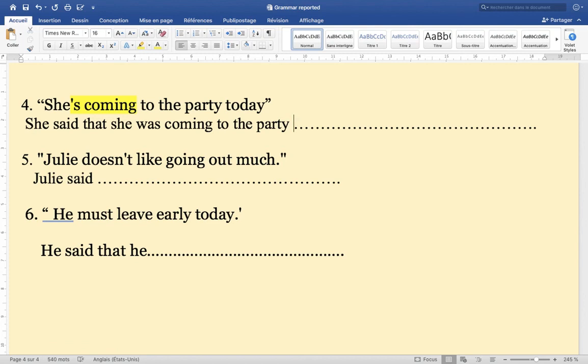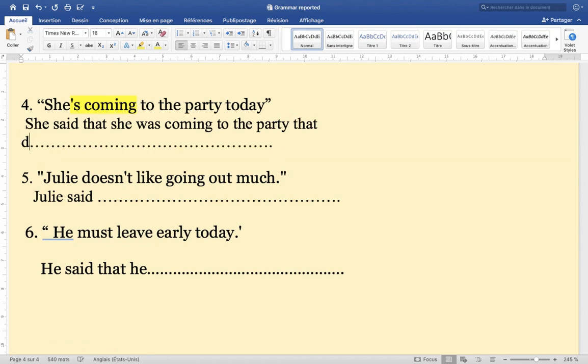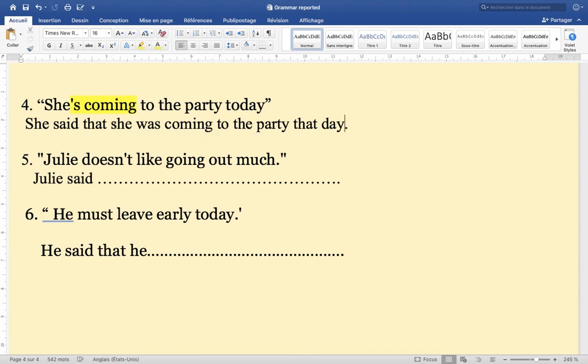We have today here. So we can say that day. It's not today, we're going to put that day. So we have she was coming, and we have that day. This is the change. She is coming to the party today. She said that she was coming to the party that day.